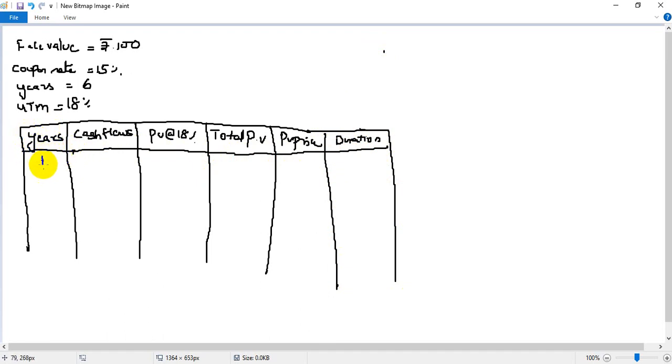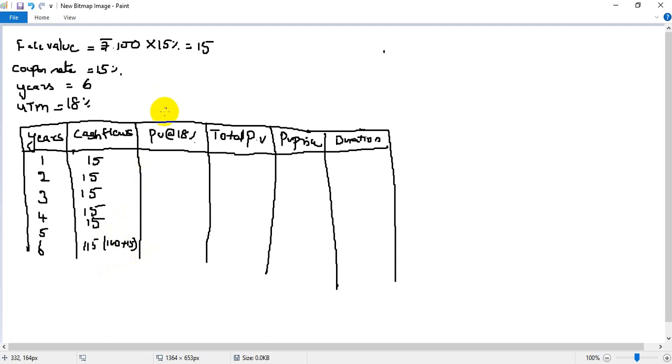So how many years? 6 years: 1, 2, 3, 4, 5, 6. For cash flows, the coupon you calculate on the face value. So 15% will be 15, isn't it? First year 15, second year 15. This is the interest which you pay each year. So 15, 15, and in the last year you need to take 100 plus 15, because you need to pay the principal also. So it will be 115, that is 100 face value plus 15.